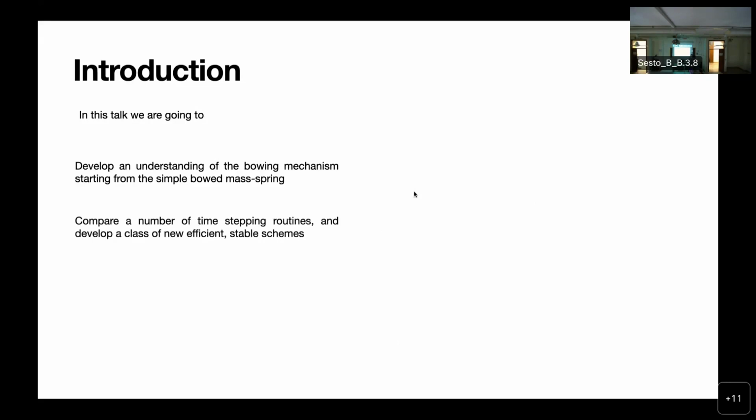Then we're going to use that simple system in order to compare a bunch of time-stepping routines. So remember that the core of today's talk is to teach you how to construct finite difference schemes that you can use to simulate the bowing mechanism using a computer. So we're going to use this very simple system in order to understand how to build the finite difference schemes. And then we're going to move to the musical case of the bowed string, which is actually what we want in order to make sound synthesis. But because we have already done all the work on the harmonic oscillator, we will be able to move to the more complicated case of the string pretty easily.